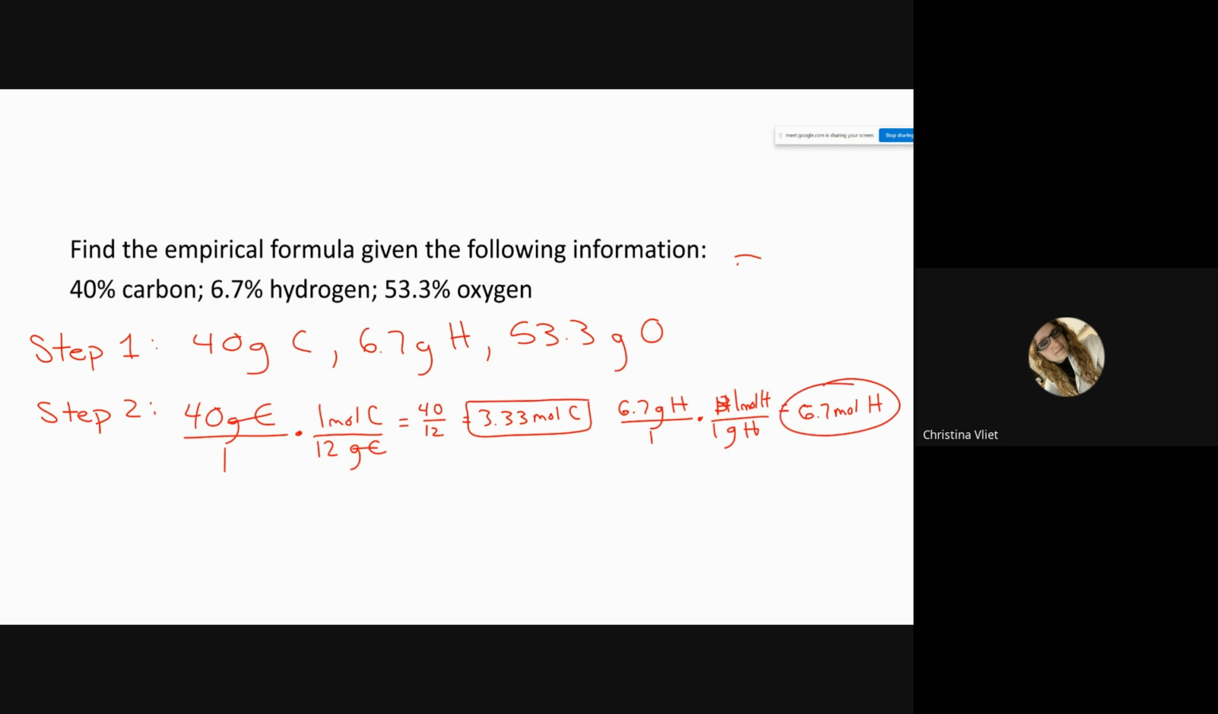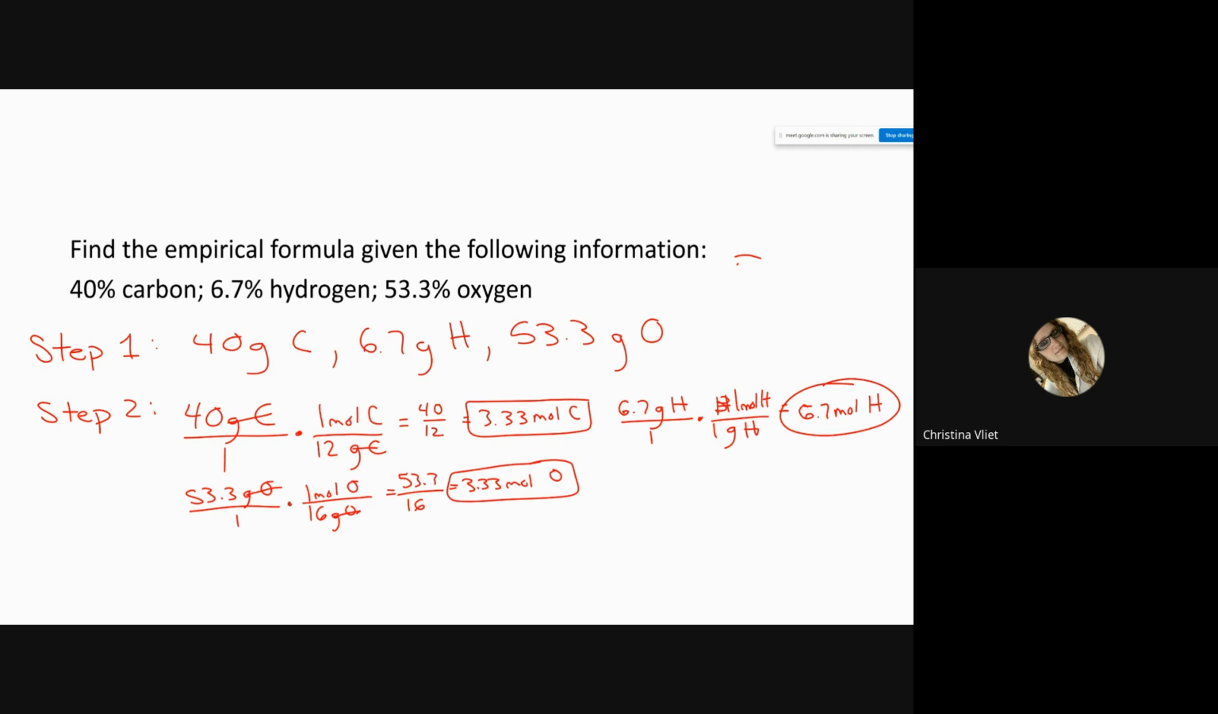And what's the third one? Oxygen. 53.3 grams oxygen over 1. And you're dividing by 16. I'm only writing it out to prove this is what it is, but you are allowed to just simply take your given amount and divide by the atomic mass, as long as you understand why you're doing it. So 53.3 divided by 16 is, again, 3.33.